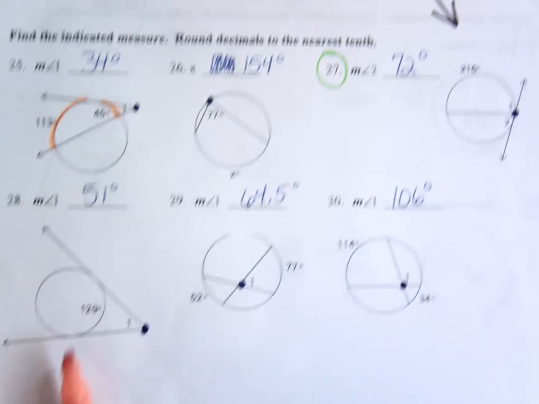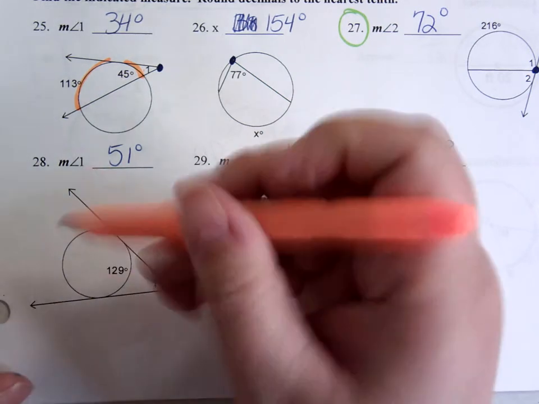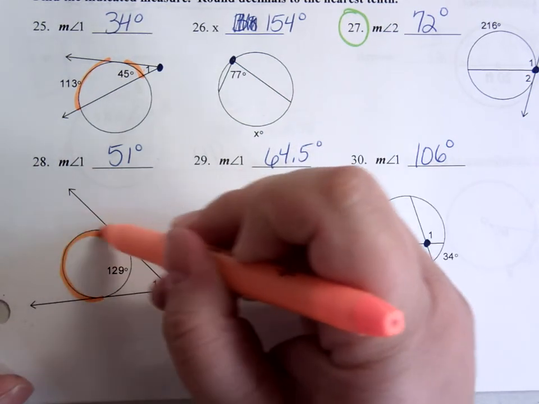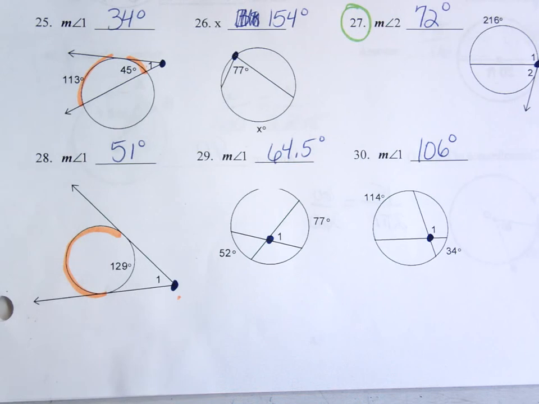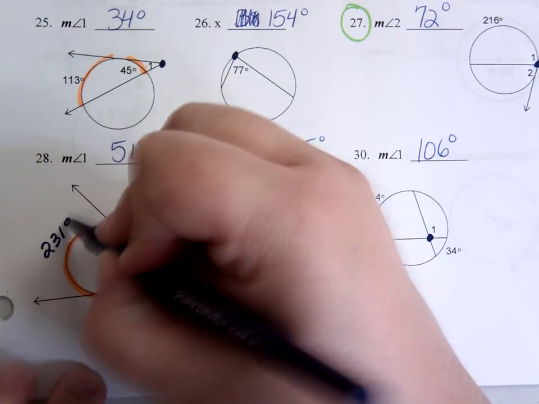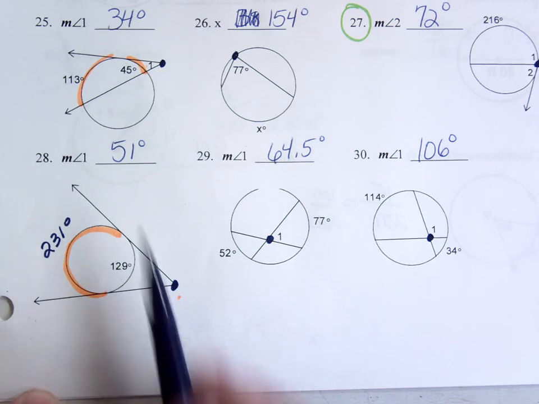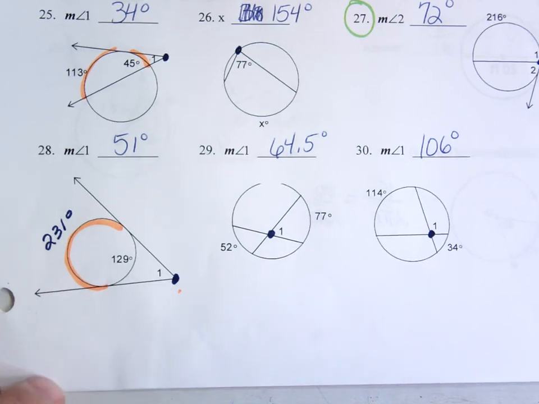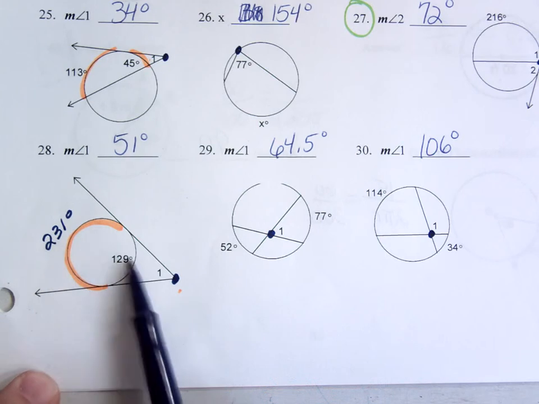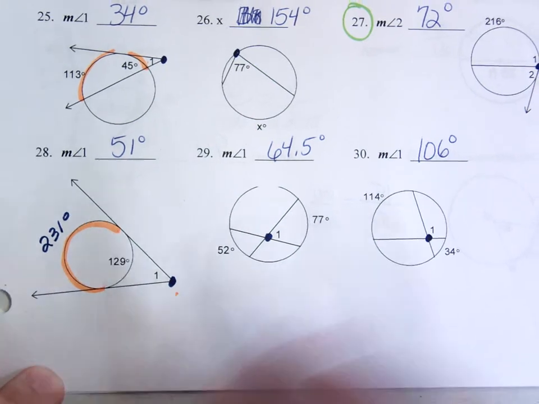Same thing for number 28, because the vertex of this angle is outside the circle. I have to find this arc first. So the first thing I would do is 360 minus 129, which gives me 231. Then it's 231 minus 129 and take half of that. And that's how you get 51. So half the difference between these two arcs. No other ones here are outside.